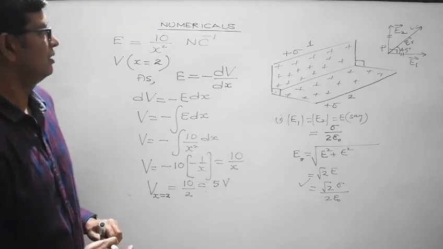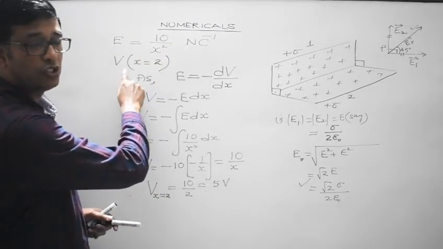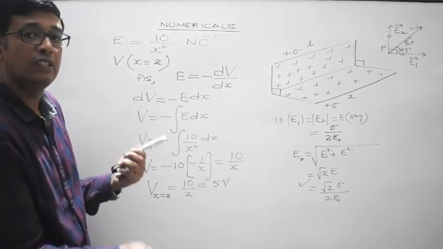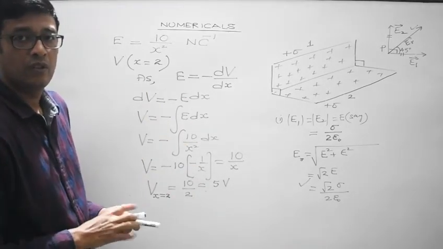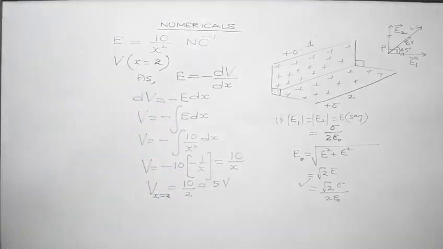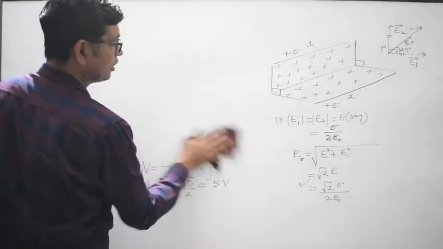So basically, if the electric field, its variation with distance is given, then the potential at a particular point can be easily sorted out, and vice versa also. So, I'll give you an assignment. You need to try this particular question.